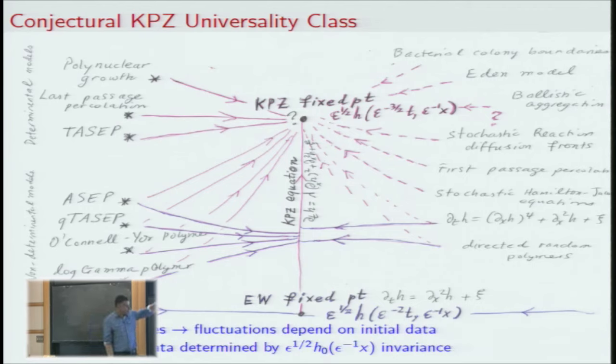So every point in here is a Markov process. The fluctuations depend on the initial data. There are special initial data, though, because you're always doing this scaling. So there should be special initial data which are invariant under that, the kind of initial data where you expect to see interesting things. Any other questions about the picture?